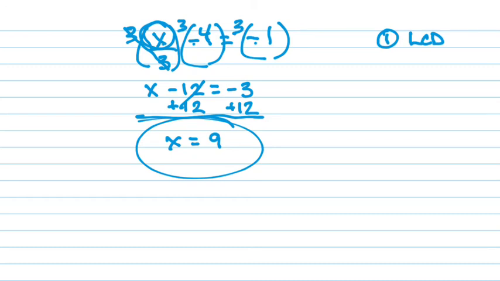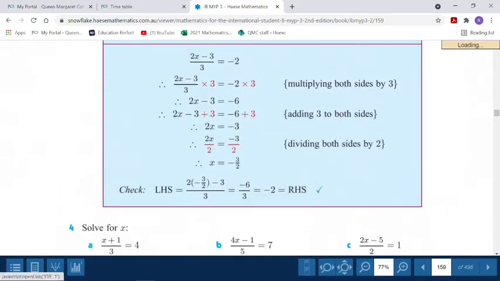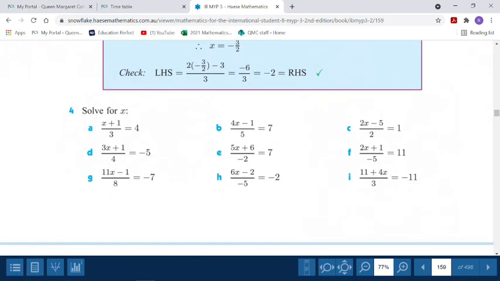All right. Now the process will not change, but you could have more fractions or more complex fractions. So let's just pop down to number 4 here. Look at some of these. So we have x plus 1 all over 3 equals 4.